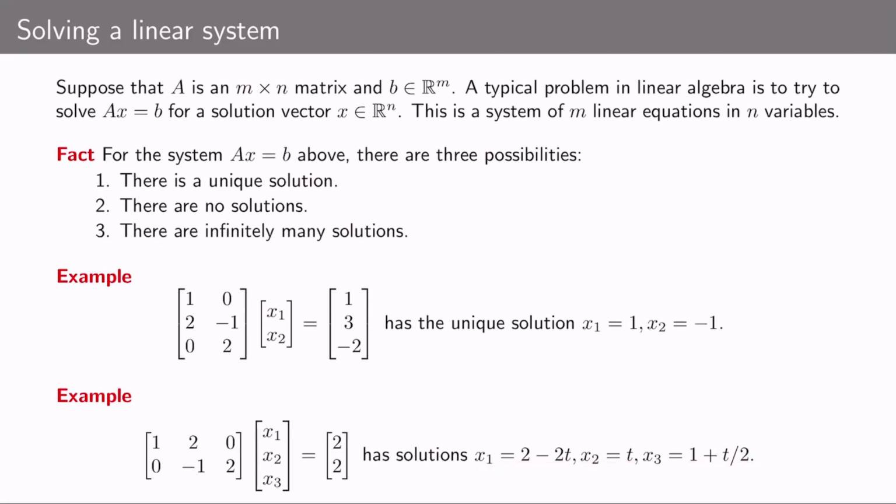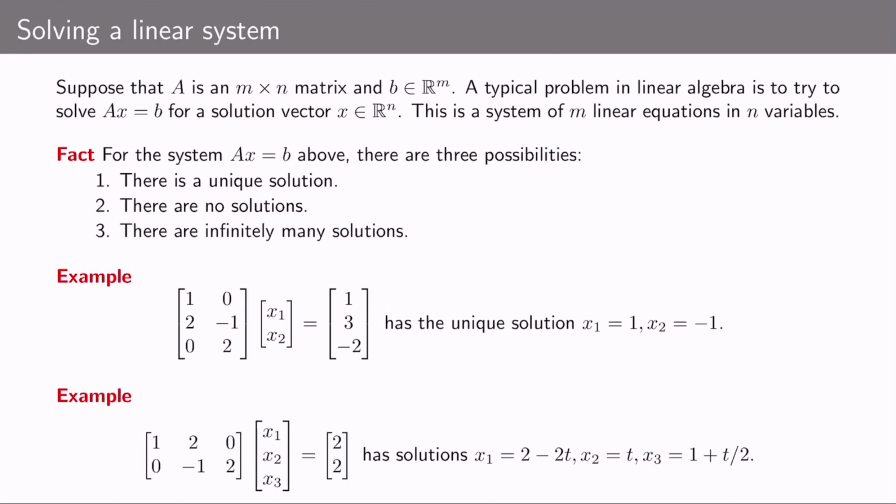For an example of the second possibility where there are no solutions, I challenge you to modify one of the examples I've already given. You could take this second one right here and try changing a number in either the right-hand side or the matrix and see what happens.